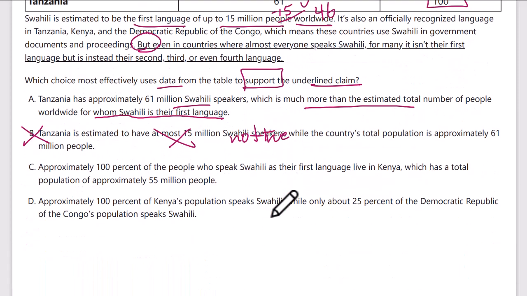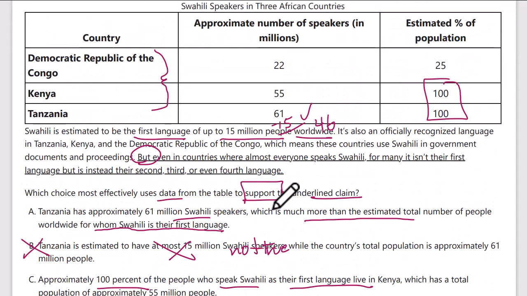Approximately 100% of the people who speak Swahili as their first language live in Kenya, which has a total population of 55 million. So if they all lived in Kenya, 15 million first language speakers, that would leave 40 million in Kenya who are not first language speakers. For many, it isn't their first language, but instead their second or third.